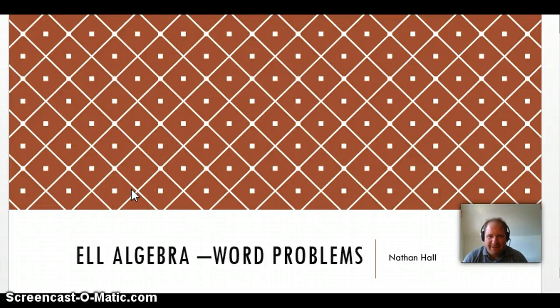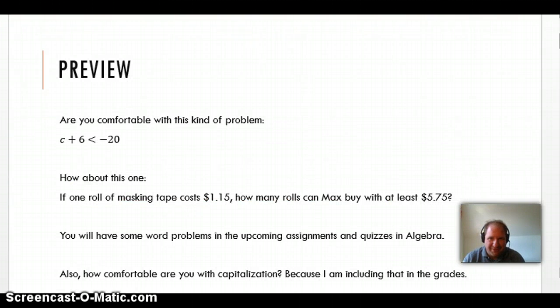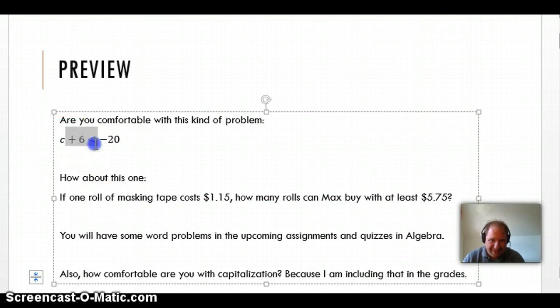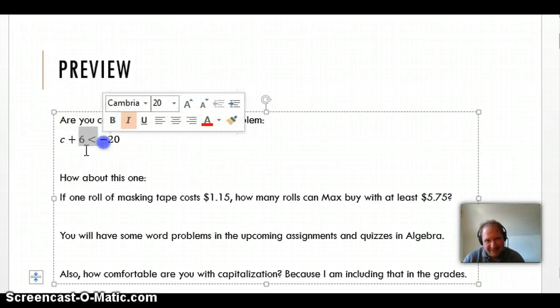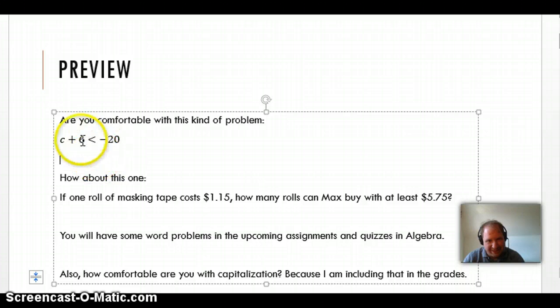Today's lesson, what we'll be talking about in the live classes this week: word problems in algebra. I've been helping a lot of students with algebra and other math. They know the numbers pretty well, but when it comes to the word problems, they get confused. So something like this is relatively easy. We can solve this. Just subtract 6 on both sides: C less than negative 26.